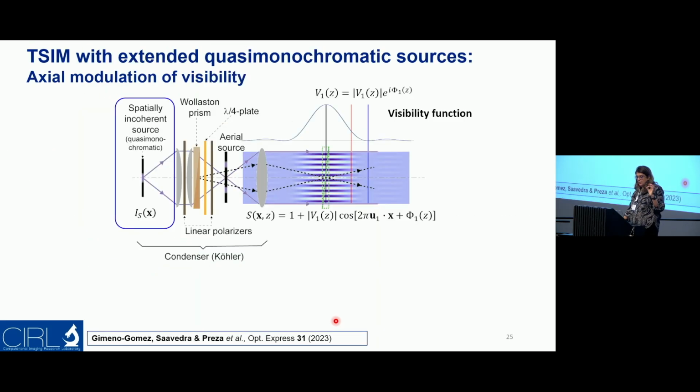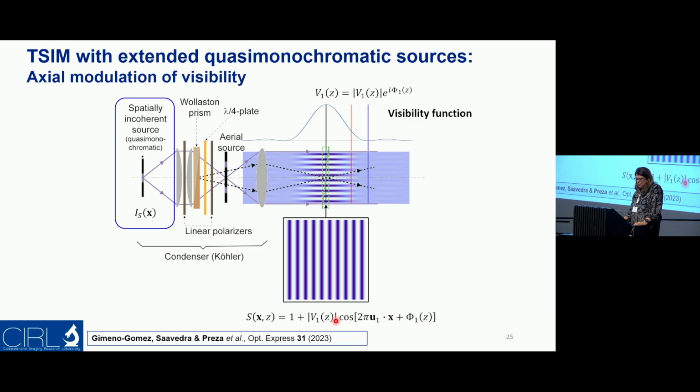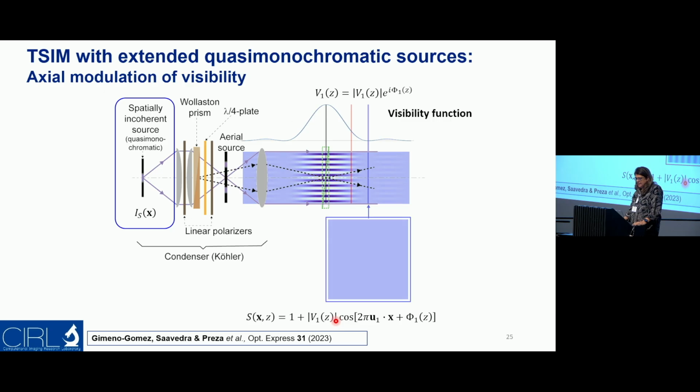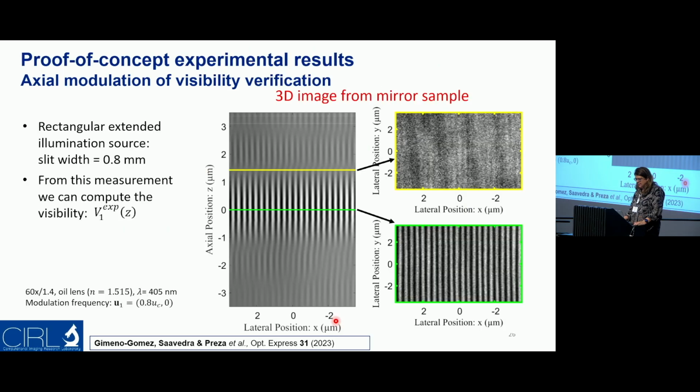So you can now, instead of a slit array, put in an extended source, a quasi-monochromatic extended source, and the axial visibility here depends on the source. So again, you have regions where the structured pattern has very good visibility, and then as you move away axially, that pattern disappears. This is experimental data that we got from a mirror.